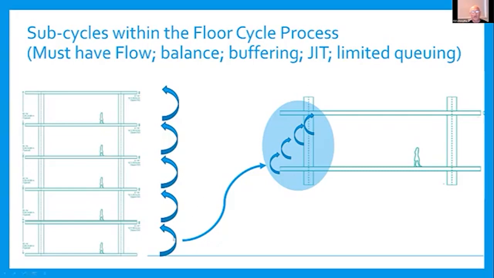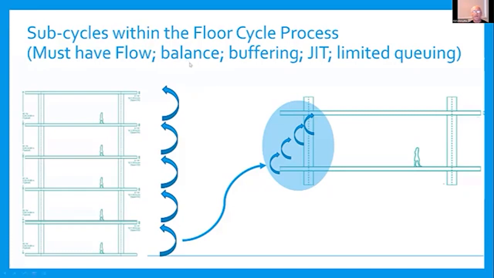And so this, say, for example, 2-day floor cycle is going to break down into 4 sub-cycles. We'll talk about that a little bit later. And they need to have, in production terms, flow, balance, buffering, just in time, and limited queuing. And what that means is these 4 sub-cycle processes have flow in that as one finishes, it can pass on like a fast baton change in a sprint relay race. We don't have someone saying, oh, I can't come till tomorrow, or that bloke's not around for the next week. This has to be a continuous process.